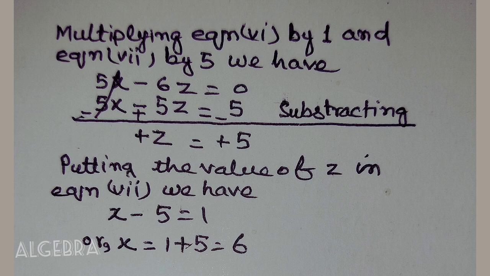0 and 5x minus 5z is equal to 5. Subtracting, minus z is equal to minus 5. Minus, minus, plus. Putting the value of z in equation 7, we have x minus 5 is equal to 1, or x is equal to 1 plus 5 is equal to 6.